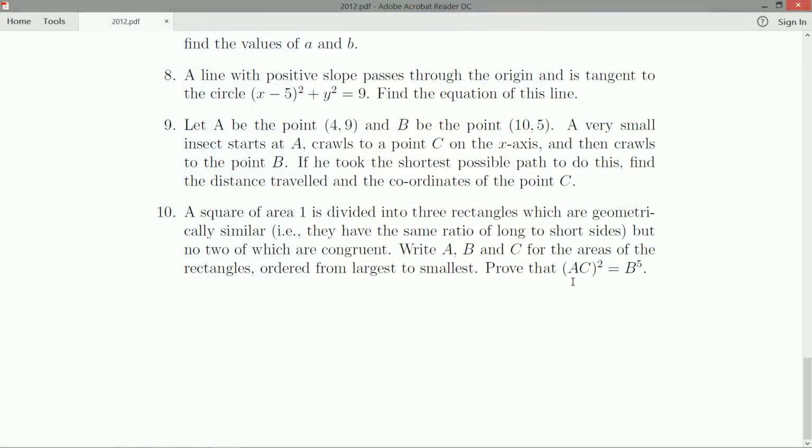Let A be the point (4, 9) and B the point (10, 5). A very small insect starts at A, crawls to a point C on the x-axis, and then crawls to the point B. If he took the shortest possible path to do this, find the distance traveled and the coordinates of the point C. Okay, so let's draw a picture of this situation here.